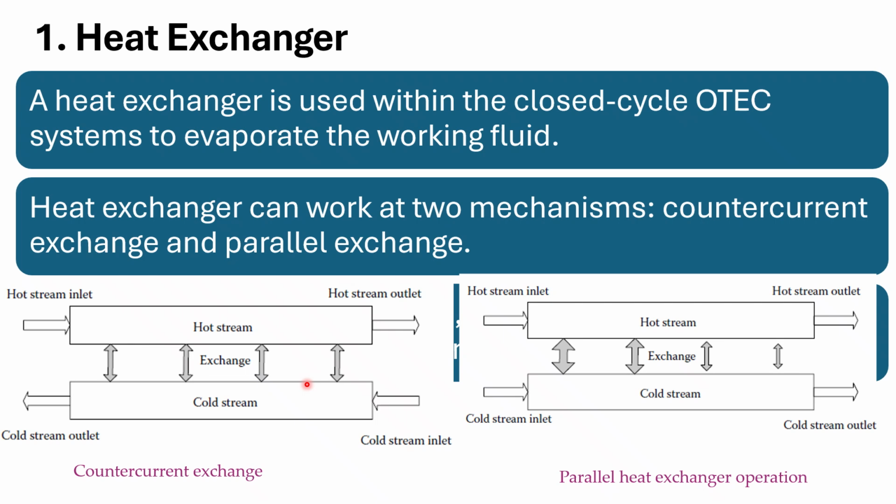In the counter heat exchange, we have the hot and cold streams flowing in opposite directions. The hot stream goes in this direction from left to right, whereas the cold stream moves from right to left, as shown in the figure. Whereas in the parallel heat exchange, hot and cold streams flow in the same direction, from left to right.